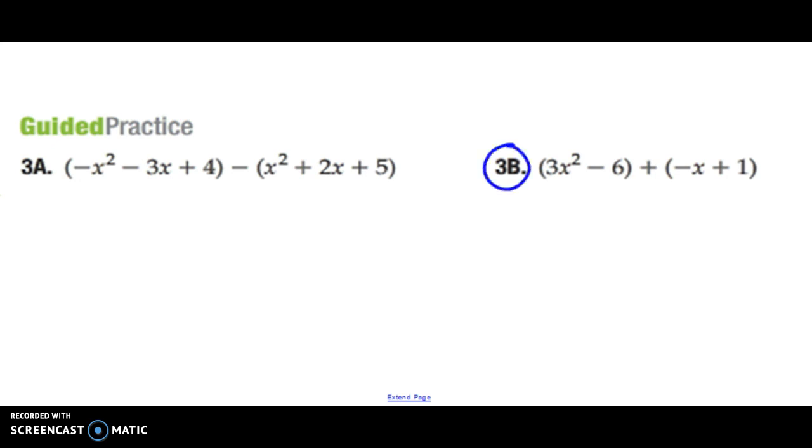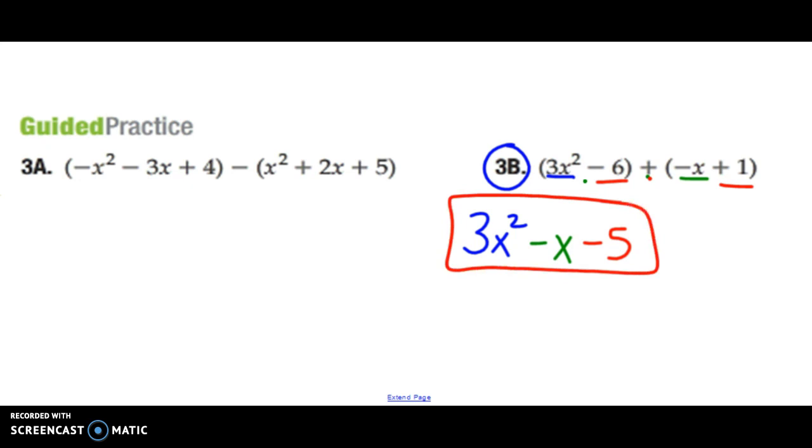We're asked to try letter B. 3x squared plus no other x squared is just going to be 3x squared. Then I don't have an x term here, so I look over here and I have minus an x term. Notice it's because it's plus a minus. Now, if it was minus a minus, that would be a positive x, but it's not. And finally, the last one, negative 6 plus 1 would be negative 5. So there is my simplified polynomial.